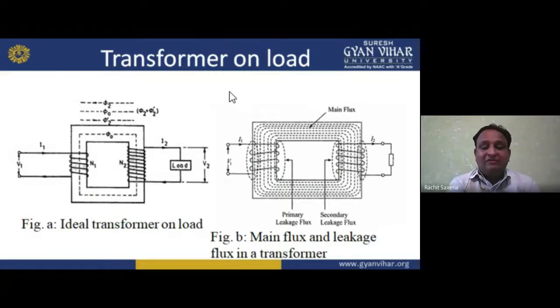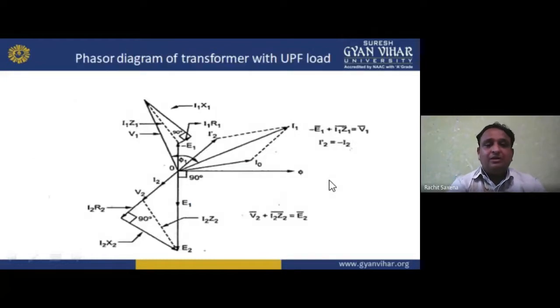Okay, so we have the leakage flux in the transformer. This is the leakage flux we can see. So this is the transformer working. Now the phasor diagram of a transformer with unity power factor.